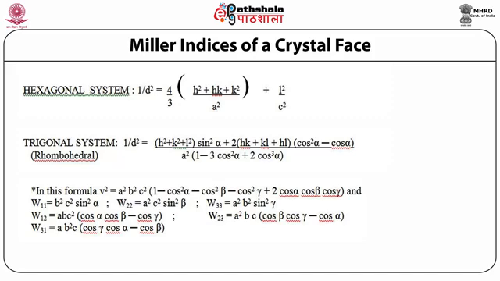W22 is equal to a squared c squared sine squared beta. W33 is equal to a squared b squared sine squared gamma. W12 is equal to abc squared into cos alpha cos beta minus cos gamma. W23 is equal to a squared bc into cos beta cos gamma minus cos alpha. W31 is equal to ab squared c into cos gamma cos alpha minus cos beta.